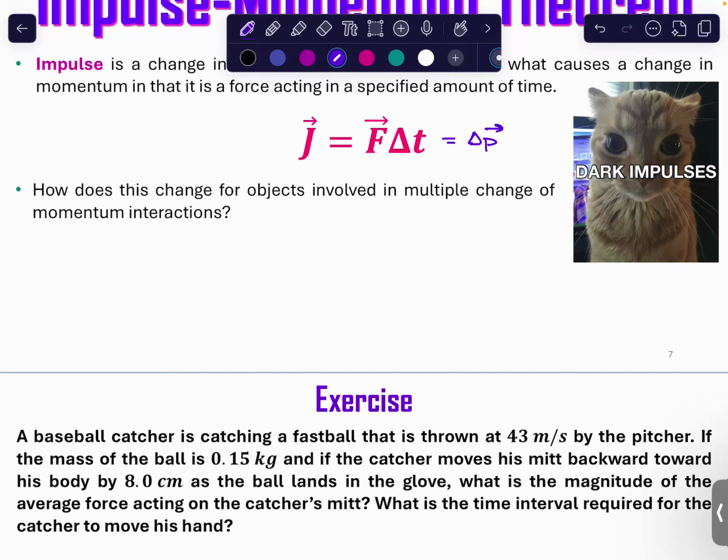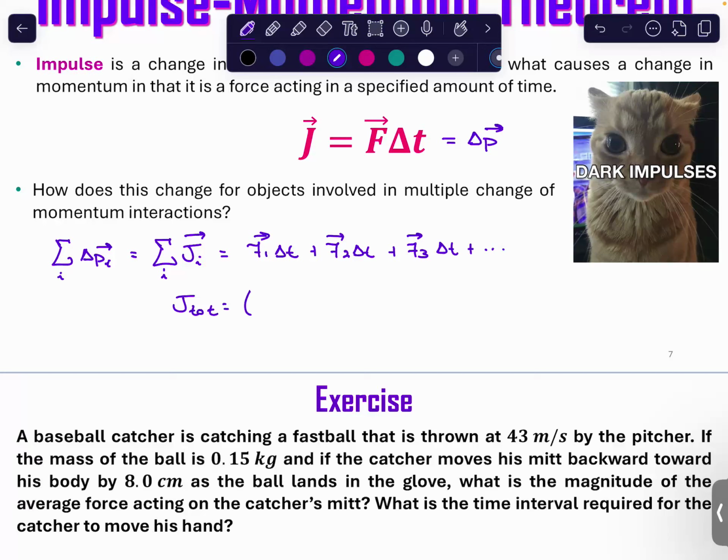We can have multiple momentum changes, which is gonna lead to a sum over impulse changes. So we can say this is gonna be like F1 delta T, and so on and so forth. So what this is going to give us is the total impulse of a system.